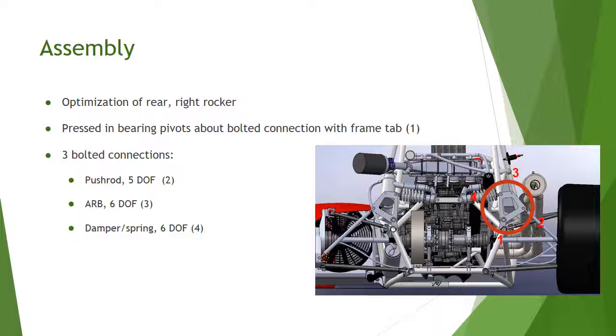The ARB, the anti-roll bar, acts as a torsional spring connecting the rear right rocker to the rear left rocker at point 3, and ultimately the spring and damper combination bolting on at location 4.